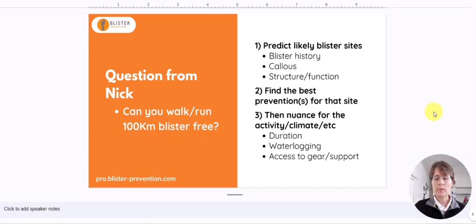And once you understand what the best preventions are, then you can nuance it for the activity. So, depending on the duration, do they have access to gear? Are there drop bags? Is there a support station? Are they carrying anything on them or not? Is it going to be a wet event? Like, is it going to rain? Are there river crossings? That kind of thing might help you decide on one prevention rather than another.